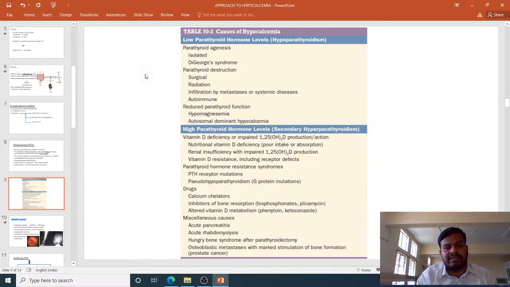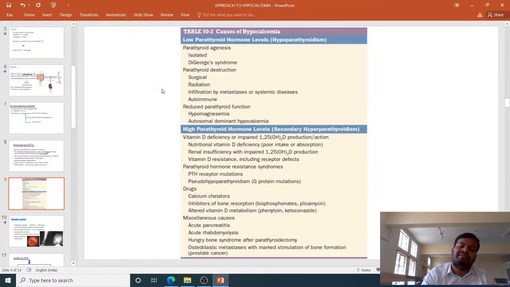So we'll just go through. Low parathyroid hormone levels and hypoparathyroidism can be in parathyroid agenesis, or it can be isolated, or can be in DiGeorge syndrome, or parathyroid destruction, which is usually in surgery, radiation, infiltration by metastasis, systemic diseases and autoimmune diseases.